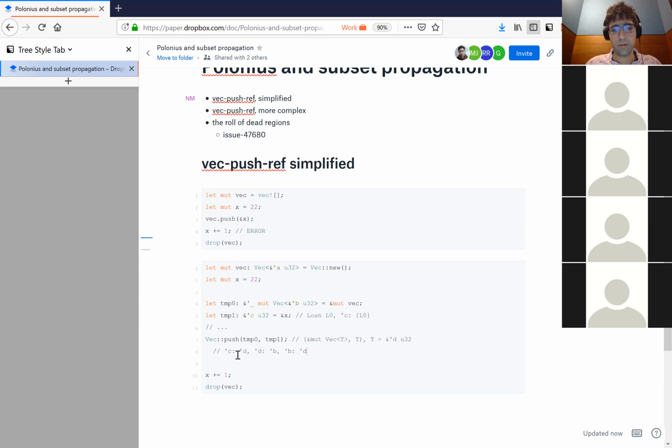So essentially, tick D equals tick B. If we simplify this and get rid of this whole D thing, you're essentially left with this. So what we're saying is, somewhat simplified, when you call vec push, the loan L0 will flow from C into B.